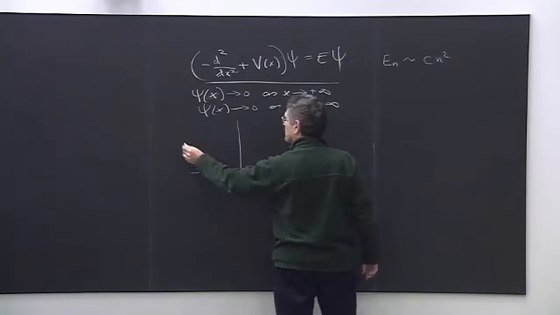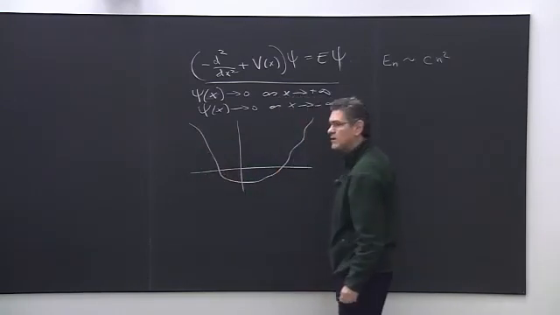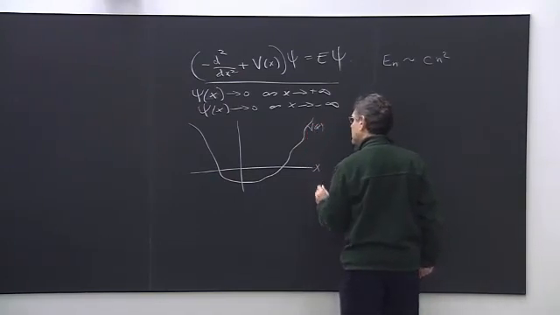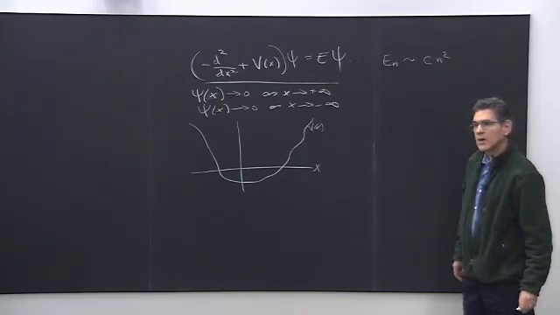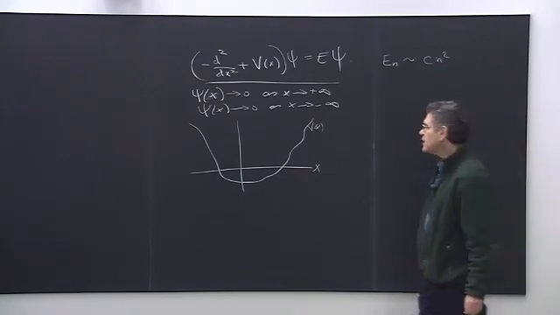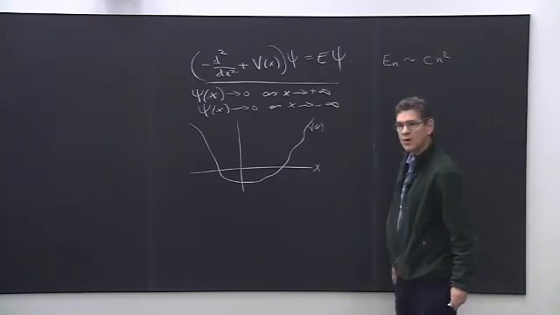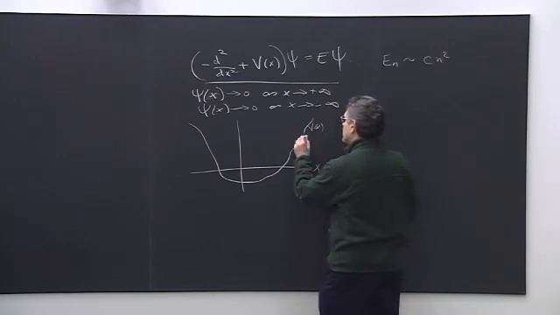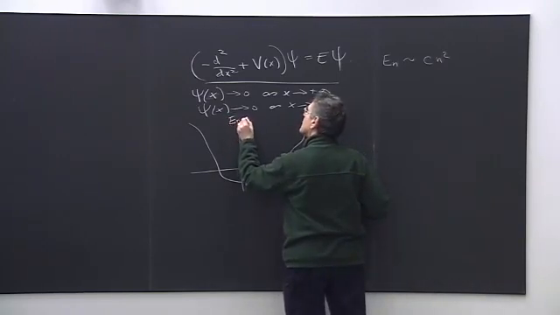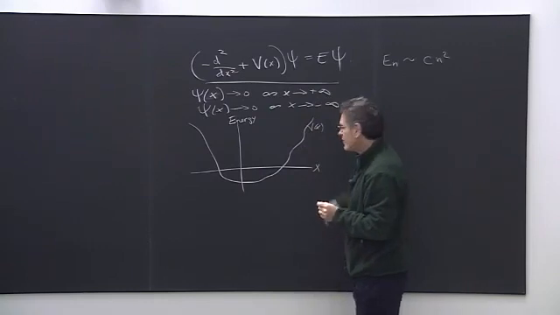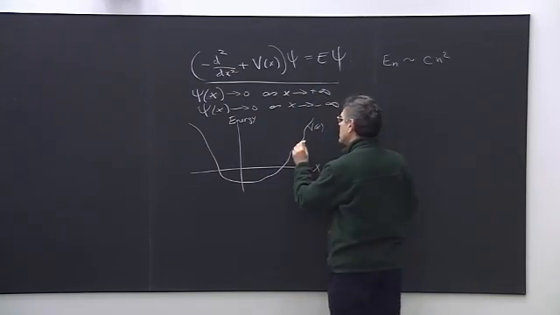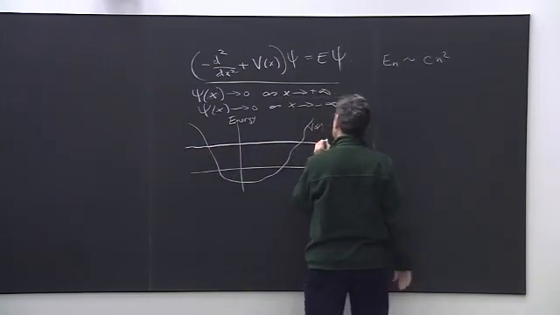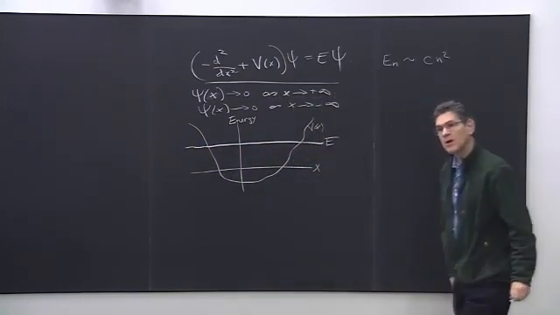Let's say some potential like this. Okay, so this is v of x, and this is x. And we want to know what are the possible energies of a particle confined to this potential well. Okay, so this is the energy axis. I'm plotting the potential energy on that axis. I'm also plotting E. Here's E, the energy of the particle on that axis.